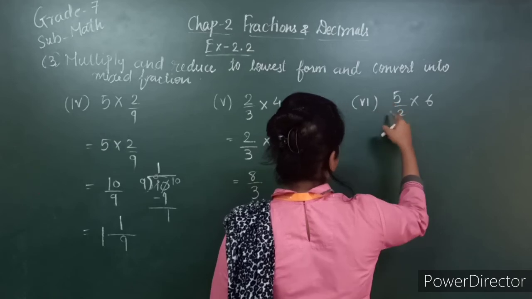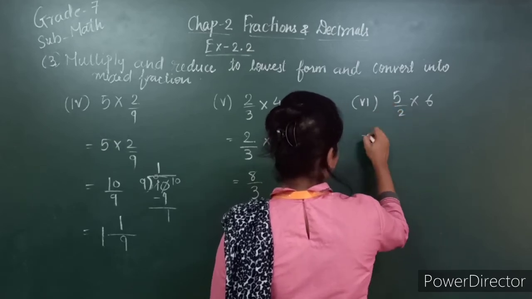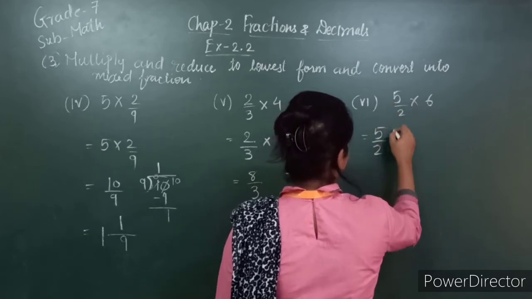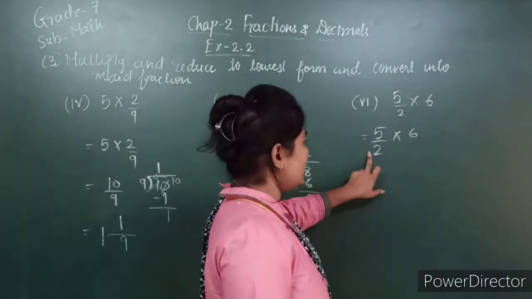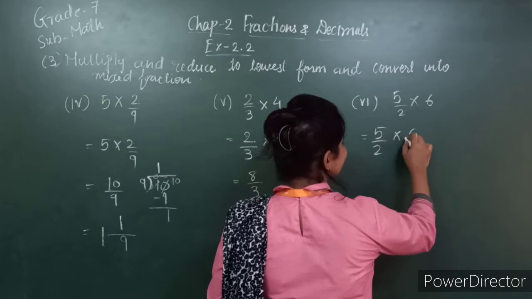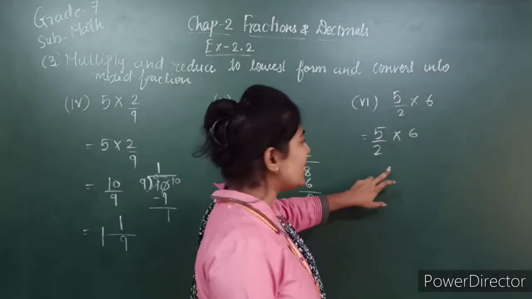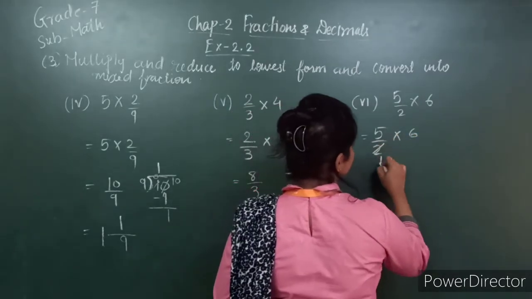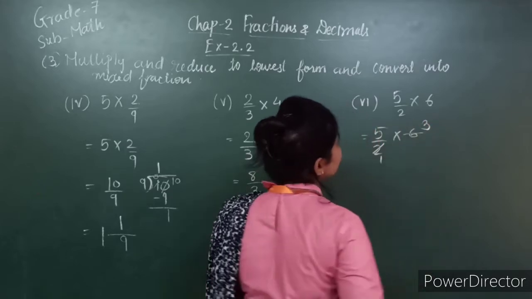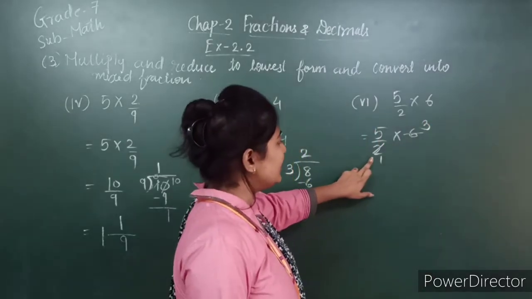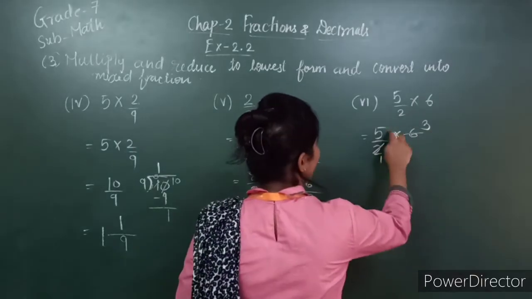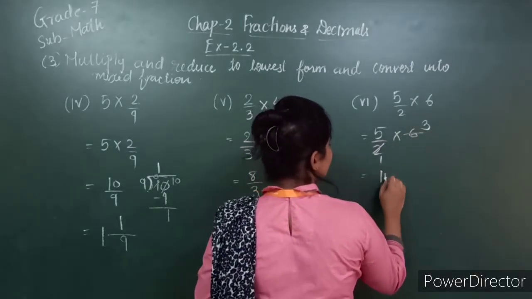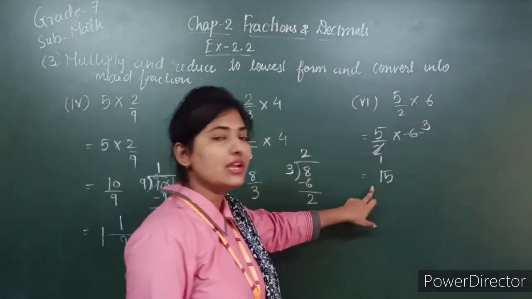Then number 6, 5 by 2 into 6. So we have to write 5 by 2 into 6. Here look, we have to cut it because it's a cross multiplication. So we have to write 2 ones are 2 and 2 3s are 6. So we cut it down, that is 2 ones are 2 and 2 3s are 6. Now 5 into 3, that is 15. So here our answer is 15.